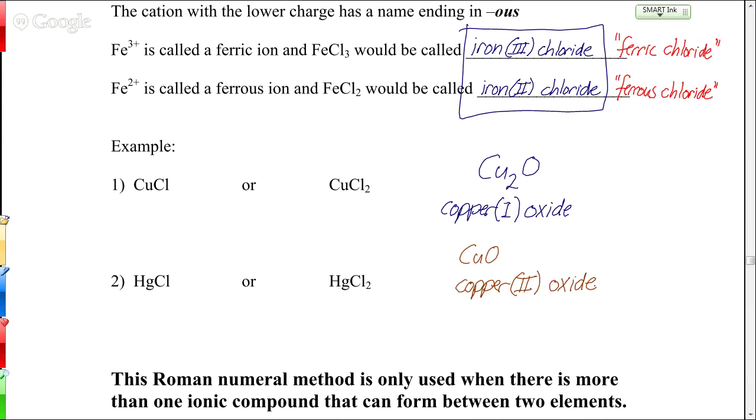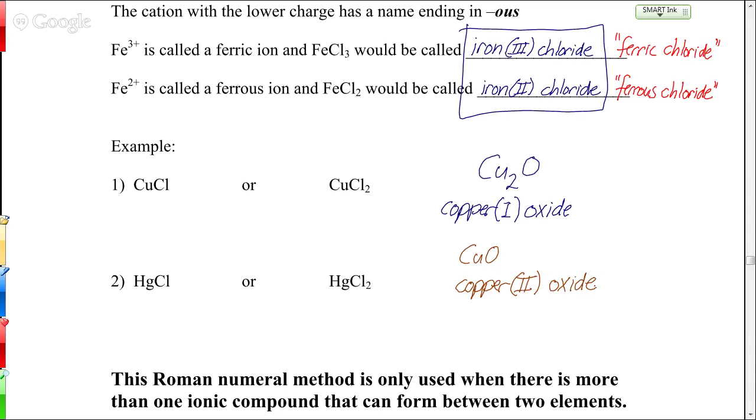So that's the only real tricky part about this type of naming: figuring out what that charge is and remembering that that number is the charge on the metal, not the number of something in a formula. So you have to look at the anion, figure out the charge on the metal, and then go from there to figure out the name.